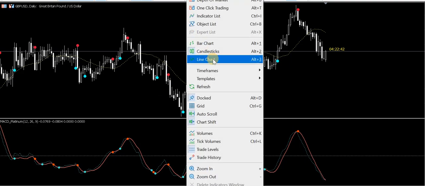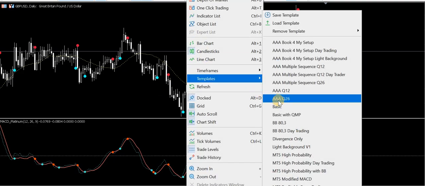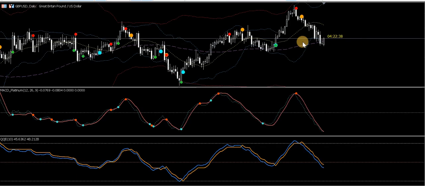And I'll just go to the Book 4 template, the one that goes to the Book 4. Where is it? My Book 4 setup. All my indicators on the one chart. The QQE's obviously got the 10, 14, 2, there's the overbought, oversold side of things. Same with the two Bollinger Bands. No moving averages, but yeah.